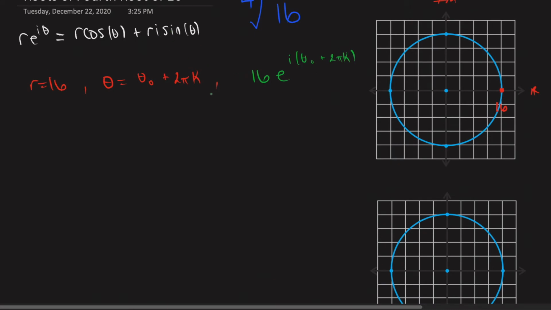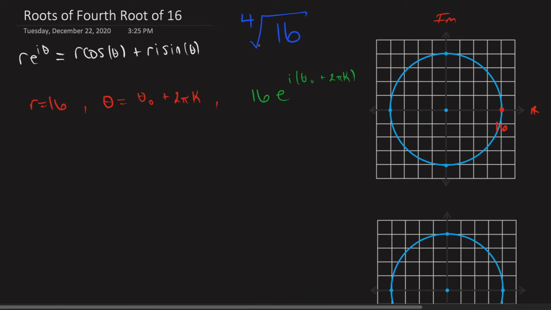Anyways, let us now take the fourth power. Let's set these equal to each other and take the fourth power. This expression is going to be in blue: the fourth root of 16 applied to the fourth power is going to be equal to, in green, 16 e to the i theta naught plus 2 pi k. And I'll write k again, where k is 0, 1, 2, 3, and so on.